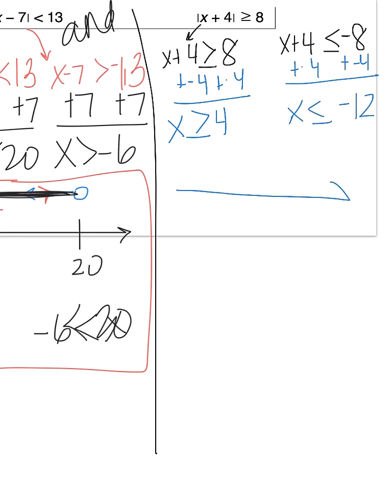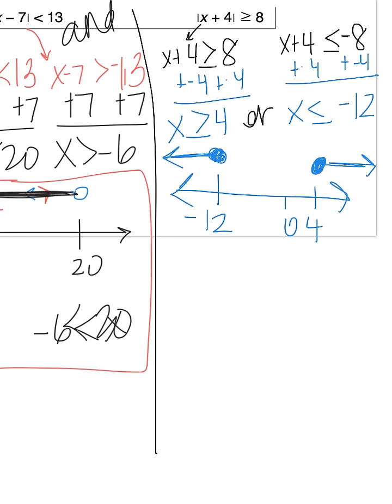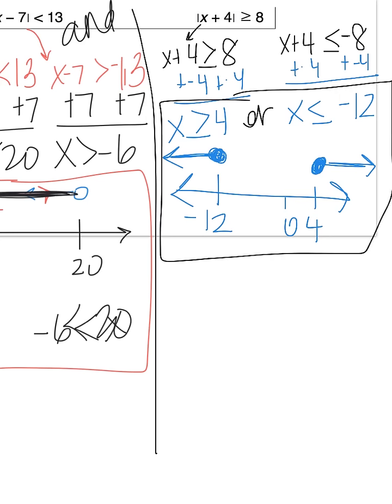And then I'm just going to graph them. I'm going to put negative 12 first because it's smaller, and 4. They are both going to have a closed circle. For 4, it's going to be shading to the right. For x is less than or equal to negative 12, it'll be shaded to the left. So if you look at our graph, this is clearly an OR statement. So I'm going to write the word OR in between those. And these are both parts of my answer.